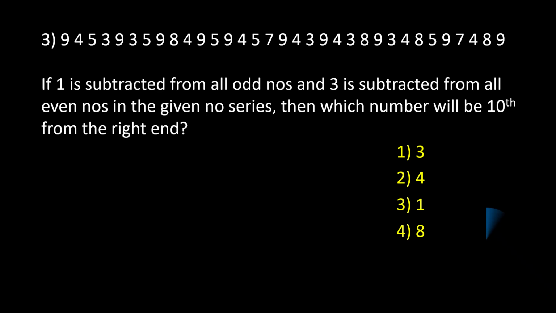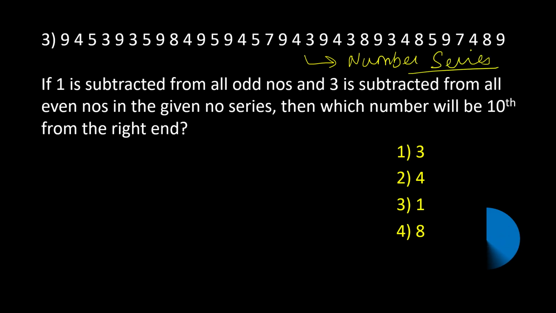This is a number series. This is a number alpha series, you can say, right? Number series this is. If 1 is subtracted from all odd numbers and 3 is subtracted from all even numbers in the given number series, then which number will be 10th from the right end?